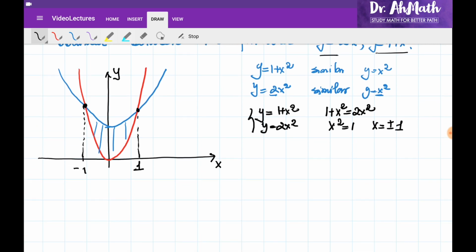So I can define this region in set notation as follows. The set D is all the points of the form x and y, where x is going to change between minus 1 and 1.